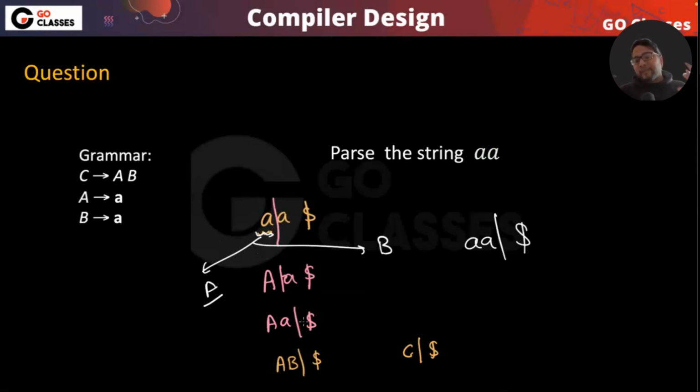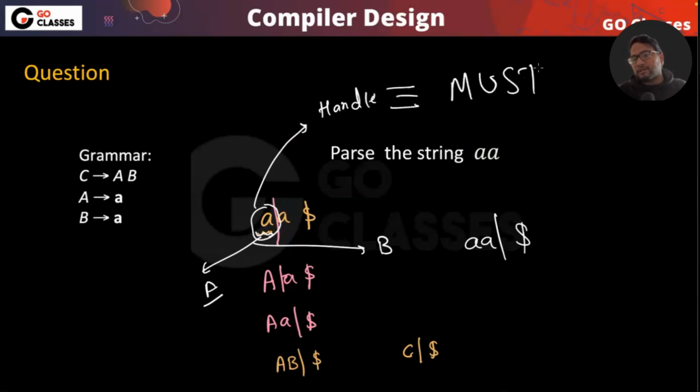So the capability or the strength of the parser will reside in what? Is it able to identify the handle? If it is a handle, should it be reduced or not? Tell me, if it is a handle, can I shift? Handle means must reduce. You can't escape it. A handle guarantees you will reach the start symbol, right?